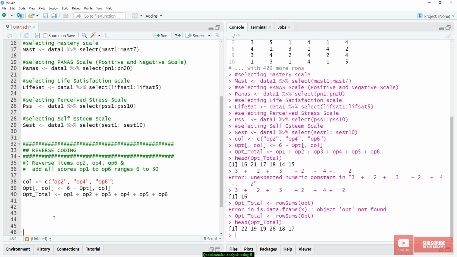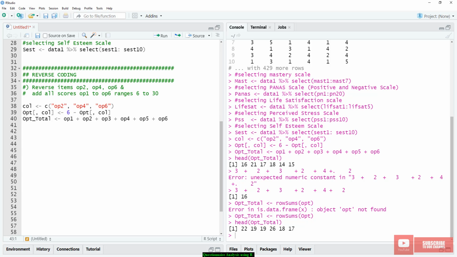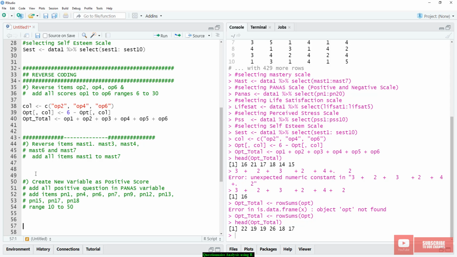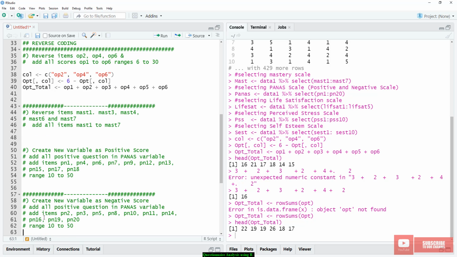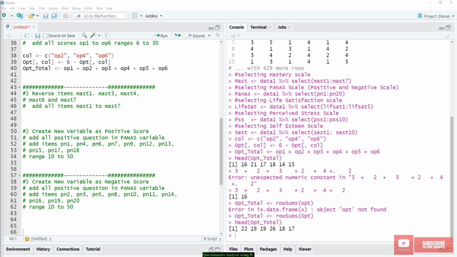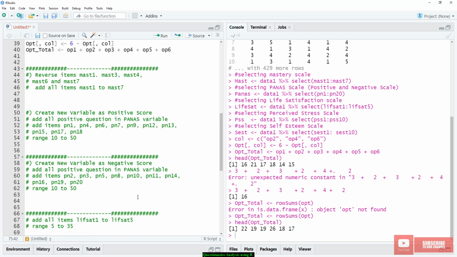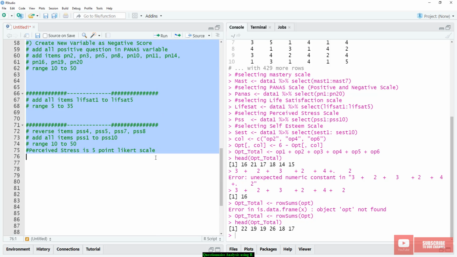Now, your task sampai habis kelas ni, I nak bagi task sikit. So, since you already know how to reverse code for the optimism scale, you continue for the mastery scale. And another one is the PANAS scale. In the PANAS scale, you need to divide this one into positive and negative items. So another one is life satisfaction. And the last one is perceived stress. So I just copy this one and put in your chat.